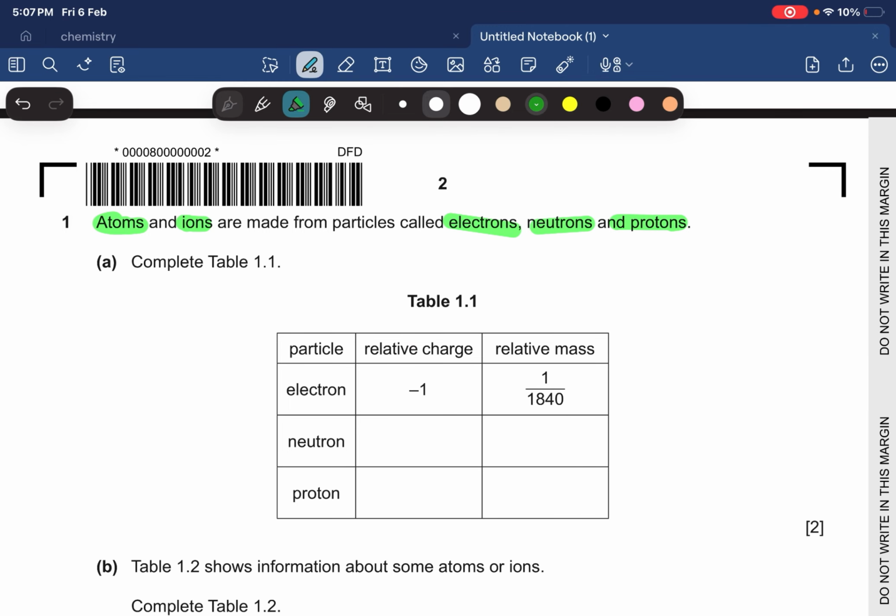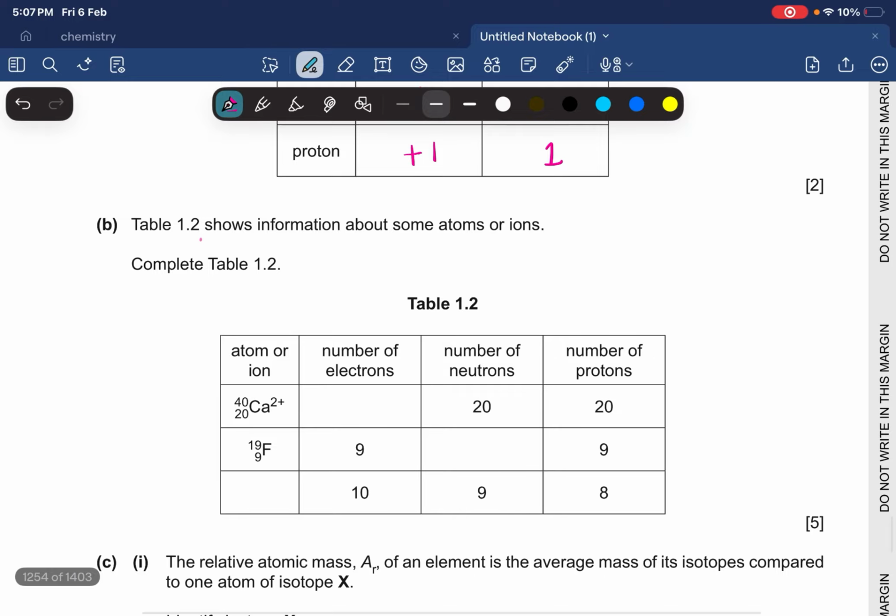Complete the table. So electron has a charge of -1, neutron has a charge of 0, proton has a charge of +1. That's, I guess, elementary school science. Relative masses: electron has 1 upon 1840, neutron has a relative mass of 1, and proton also has a relative mass of 1. Table 1.2 shows information about some atoms or ions.